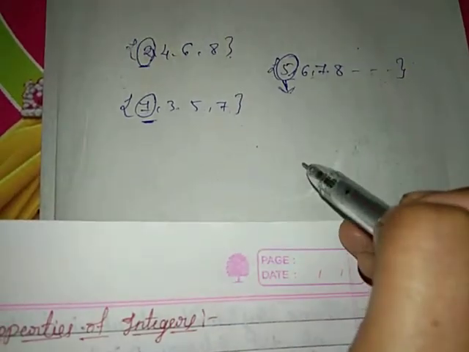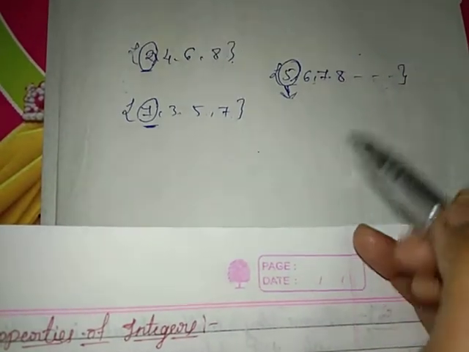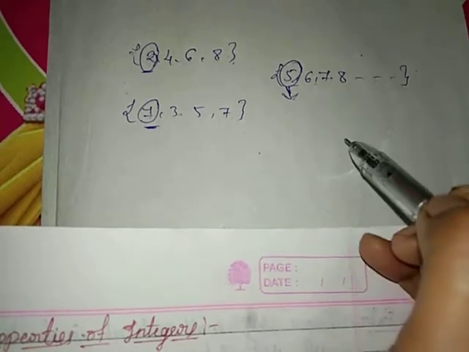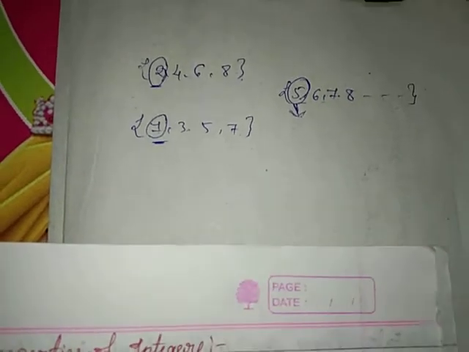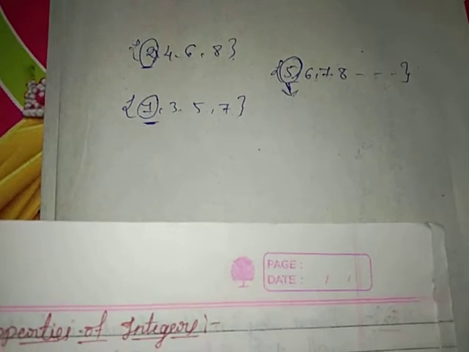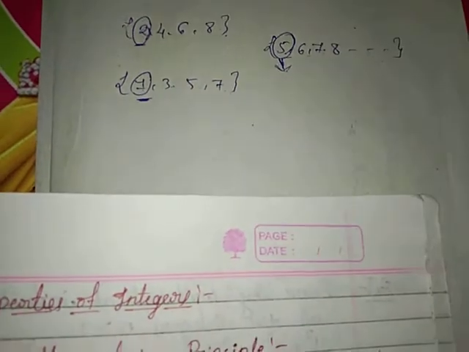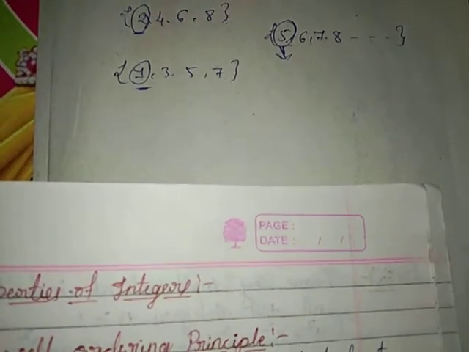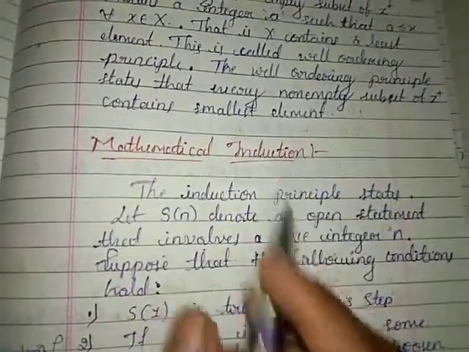That is the meaning of the well ordering principle. Every non-empty subset of Z plus contains a smallest element. That is the statement of the well ordering principle. Next, we are moving to mathematical induction.